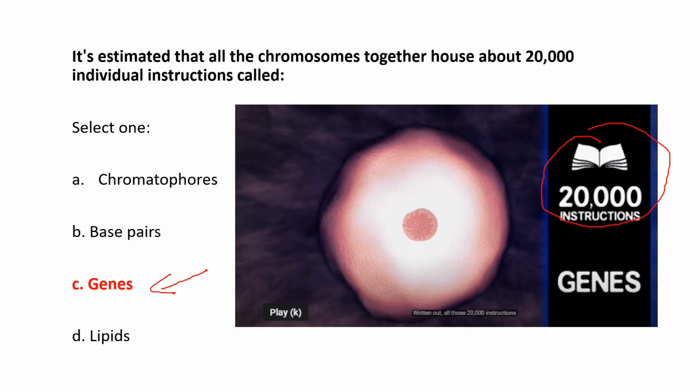In the video, they talk about base pairs. They will have millions of base pairs, so this is wrong. And if you remember, the DNA has base pairs, and we will talk more about that later. The chromatophores, this chroma is related to color, and it's another structure that is not related to genes. And lipids is a macromolecule, a big molecule of living organisms that is not related at all to genes. So the only option possible is genes.